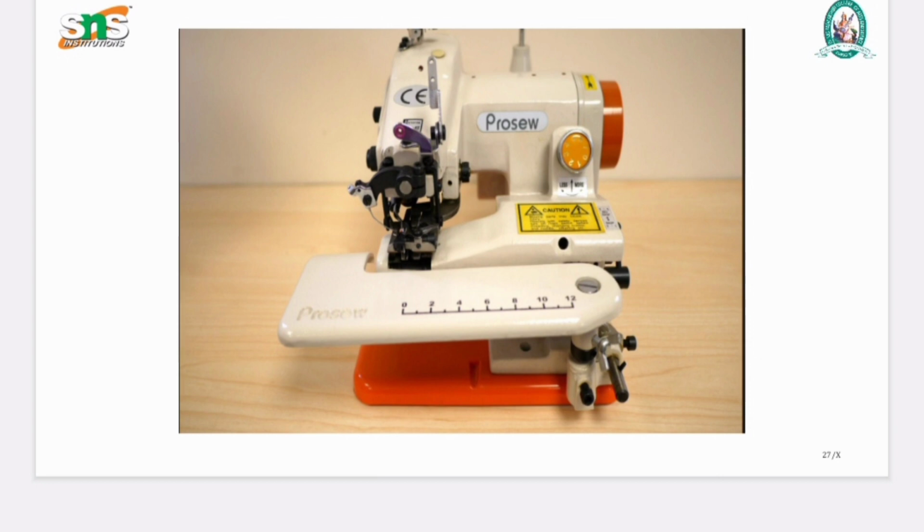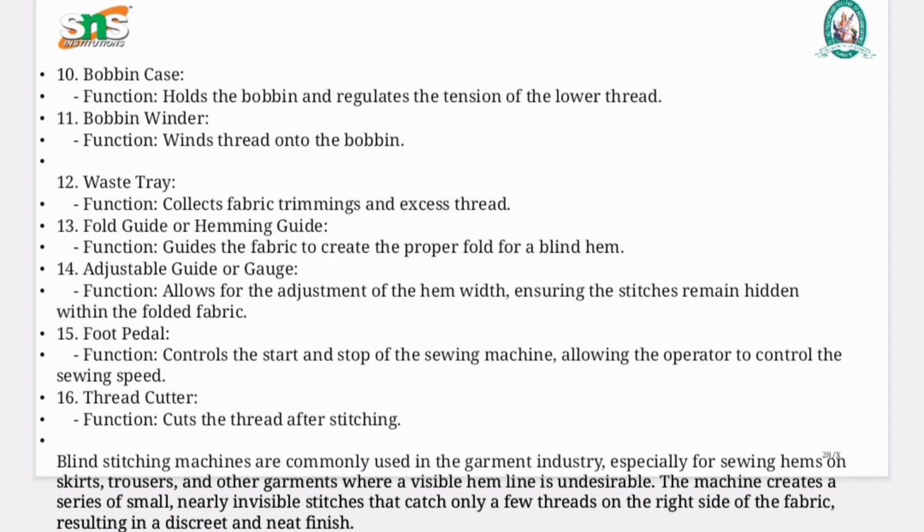Thread spool holds the thread used for stitching. Presser foot holds the fabric in place against the feed dogs, ensuring even stitching. Feed dogs move the fabric forward and backward beneath the presser foot, aiding in even stitching. Stitch length regulator adjusts the length of the stitches. Bobbin case holds the bobbins and regulates the tension of the lower thread. Bobbin winder winds the thread onto the bobbin. Waste tray collects fabric trimmings and excess thread.